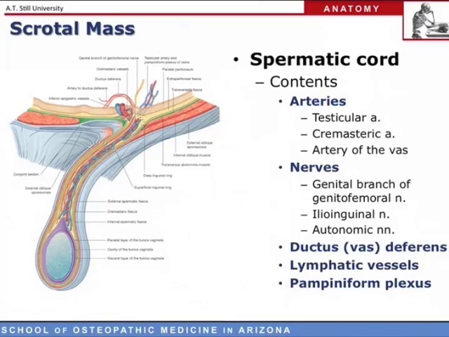And then the other artery that's one of the 3 is the artery of the vas. Well, of course, the ductus deferens needs its own blood supply, and the artery of the vas is responsible for that. Okay, so we've got the 3 arteries.